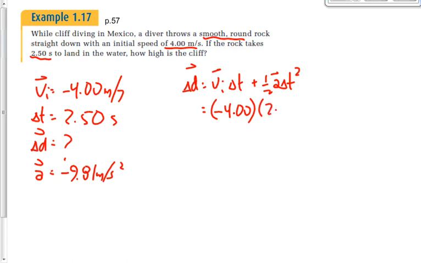T is 2.50 seconds plus 1/2 of negative 9.81. Again, make sure that you make it a negative value because it's speeding up in the downward direction. And then T again is 2.50. Don't forget to square that. Let's pull the calculator out here and do this as a group.